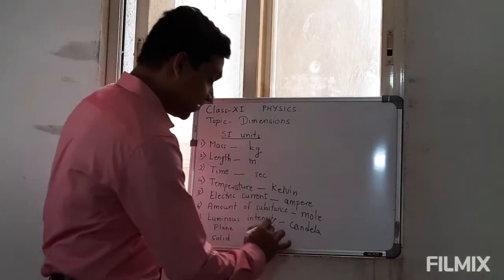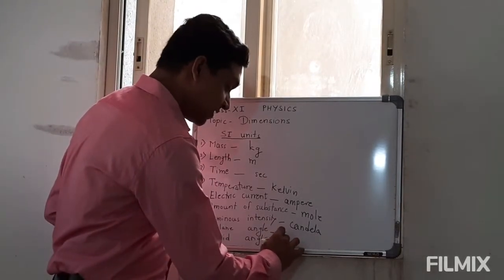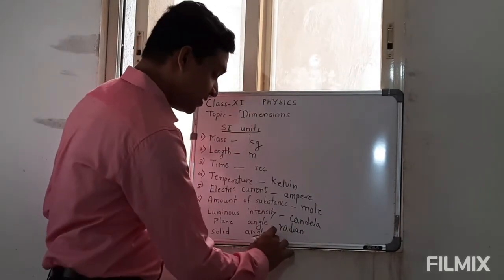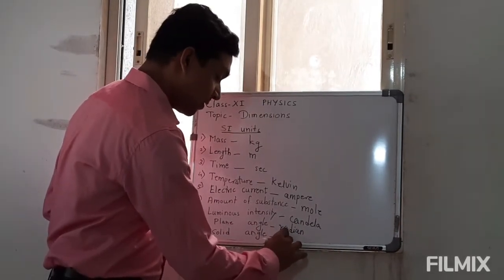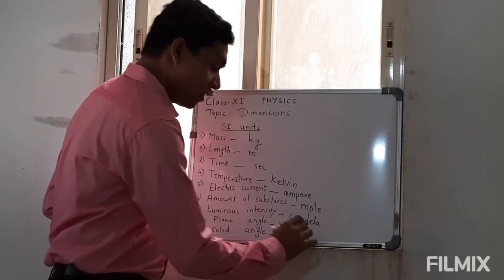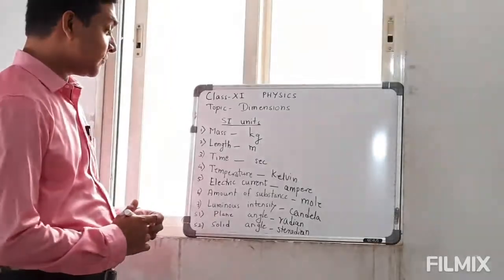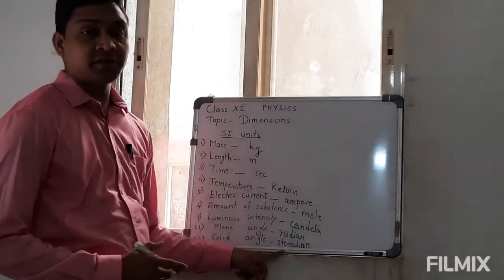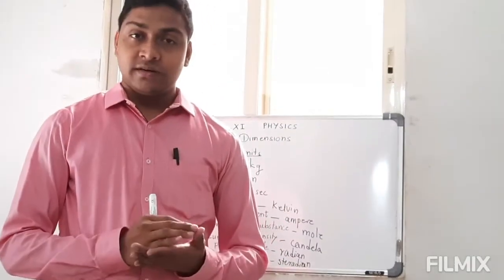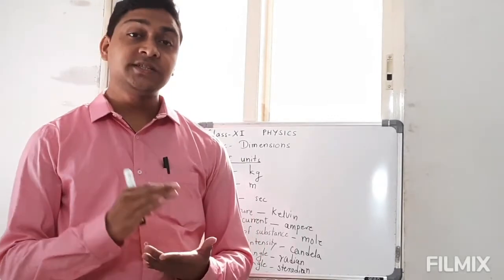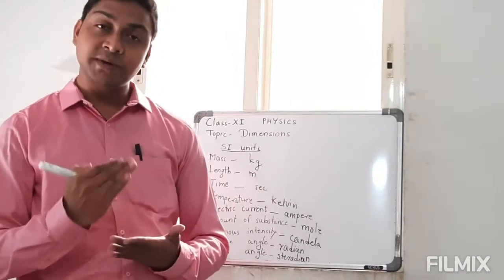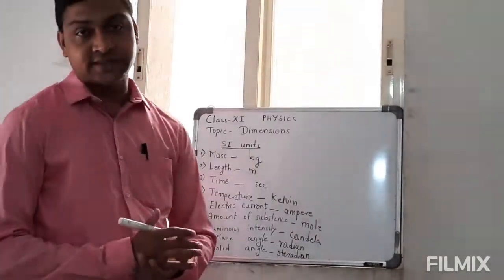For plane angle, the unit is radian, and for solid angle it is steradian. Now along with these 7 fundamental units plus 2 supplementary units, there are many derived units. Derived unit means, suppose speed. What is the unit of speed? It is meter per second. So that meter per second comes under your SI units.